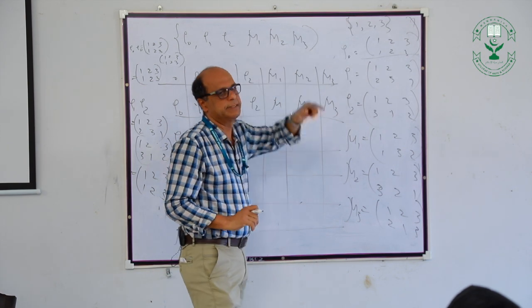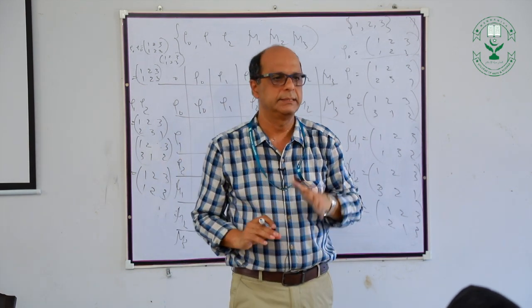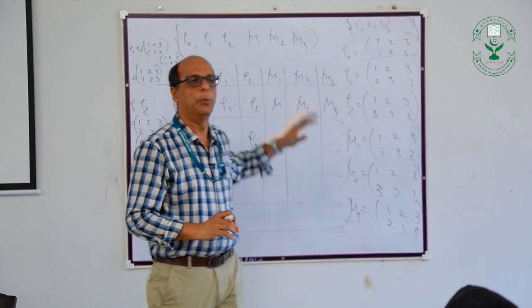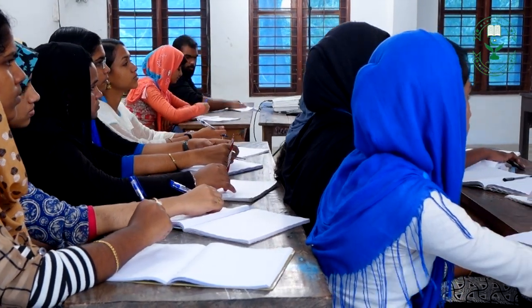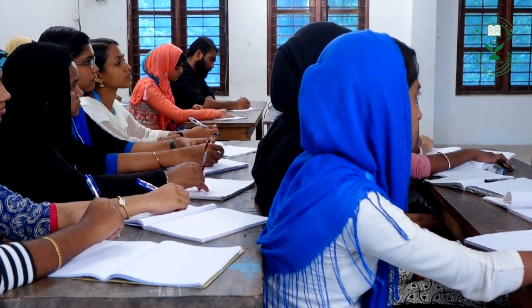Every element has an inverse. So finally we can prove that this set is a group. This set is a group. That group is called the permutation group.